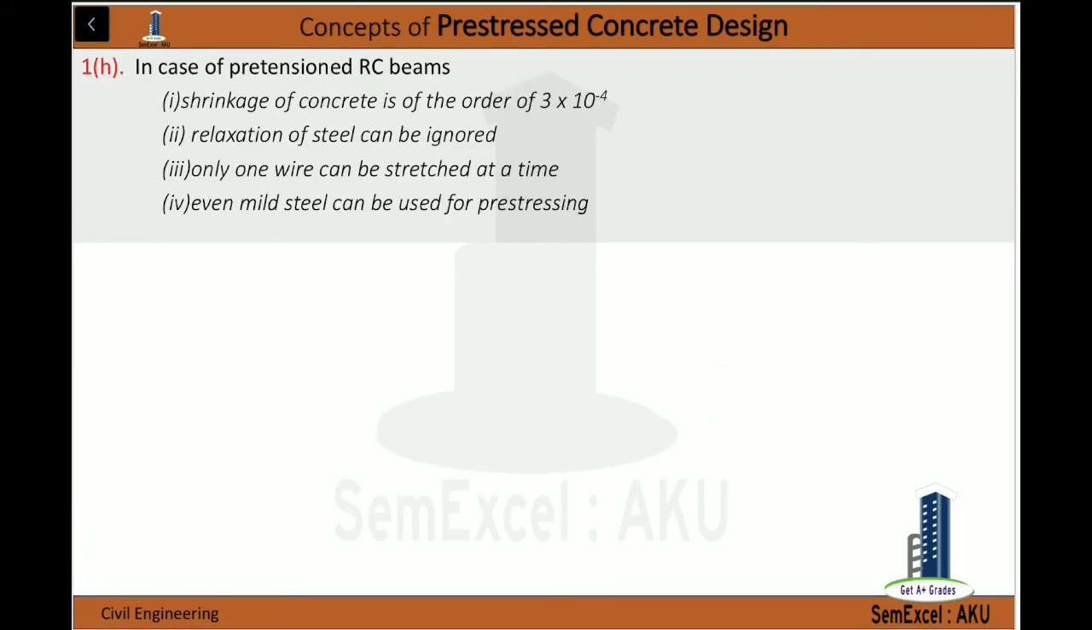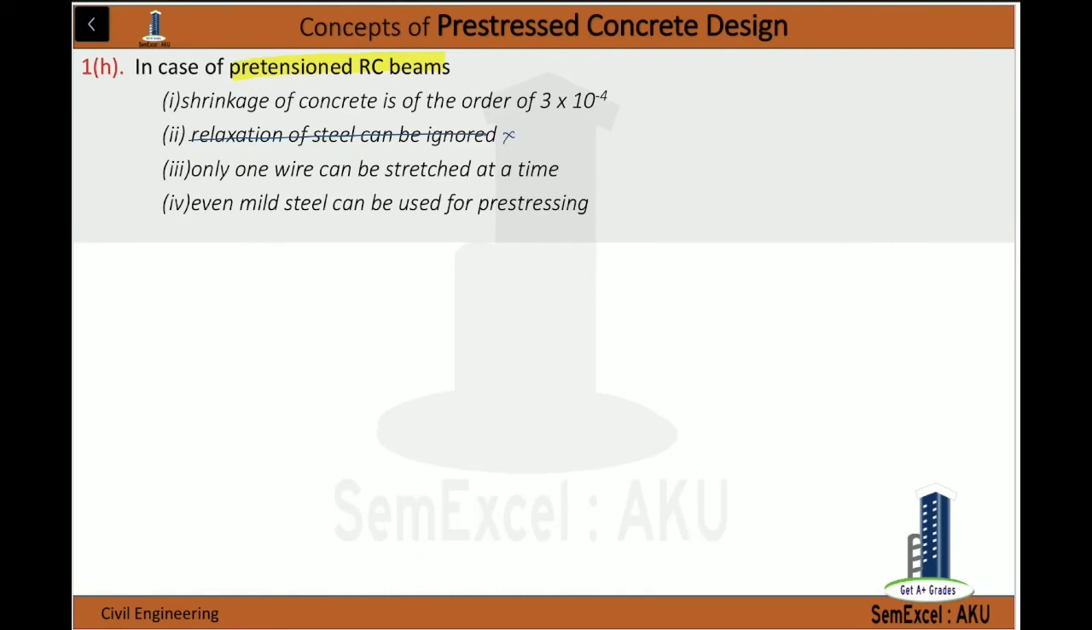In case of pre-tensioned RC beams, what is the value of shrinkage? What is the relaxation? Okay, let's see the second option first. Relaxation of the steel can be ignored. No, relaxation cannot be ignored. Either in pre-tensioned and post-tensioned we have relaxation. So this option is wrong.